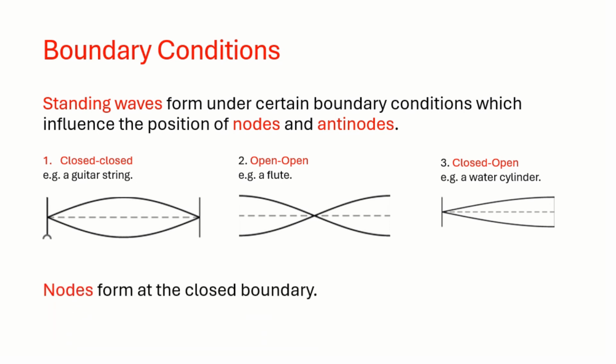Let's remind ourselves of those. Nodes form at the closed boundary, antinodes form at the open boundary, and these are always going to apply. Regardless of what system you're using, as long as you know you have a fixed point, there's going to be a node there, and if you know it's a free point, it's going to be an antinode. These are our boundary conditions, and there's only three that we will consider.